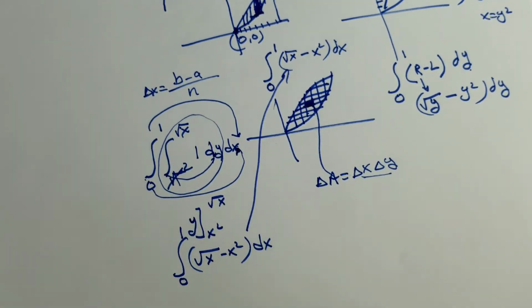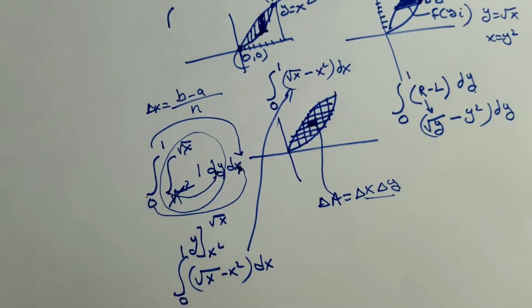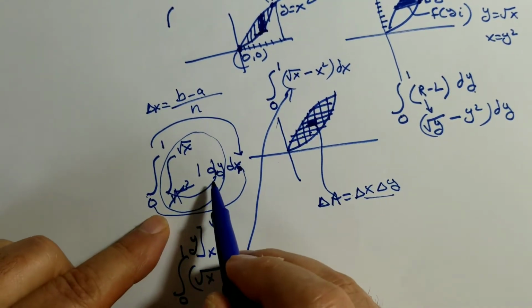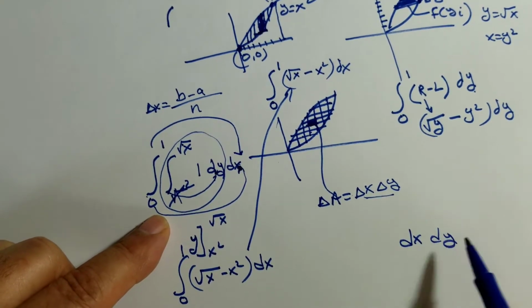And somebody's going to say, why do I have to use a double integral if I already know the single integral? I'm going to explain this in a few minutes. But let's talk about what happens if I change the order and I put dx here and dy here.